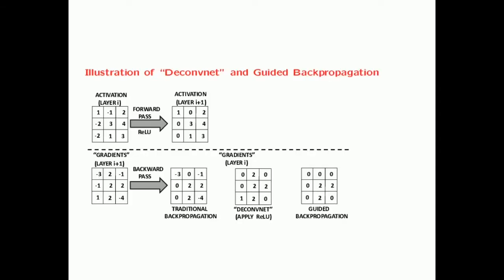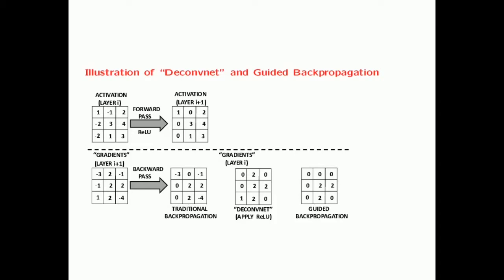So let me give you an example of deconvnet and guided backpropagation. On the top I have shown the forward pass when you apply a ReLU operation. You can see that when you apply the ReLU operation, it sets some of the entries to 0. That's a traditional ReLU. It's only setting those entries to 0 which are negative. So you can see there's -1, -2, and -2. There are 3 entries which are negative, and those 3 entries are set to 0.